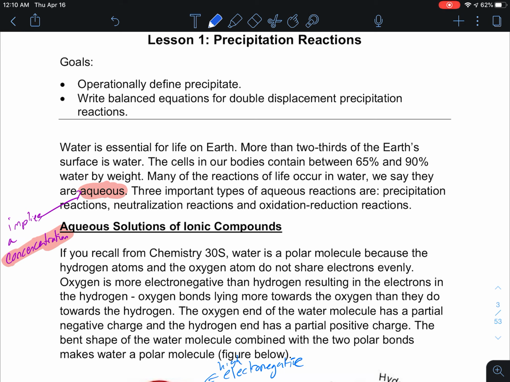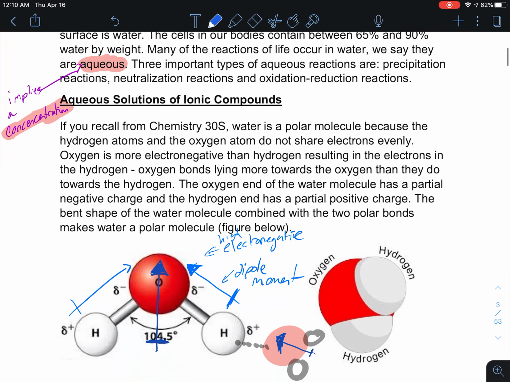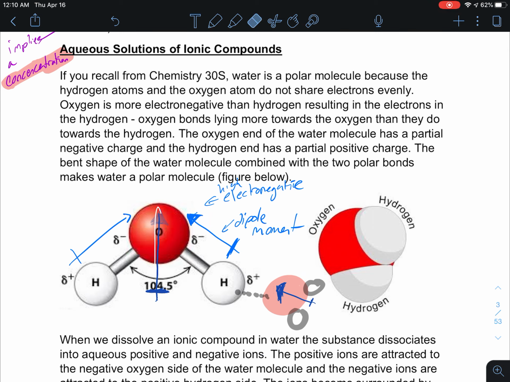So aqueous solutions of ionic compounds is a subject that we covered in grade 11 chemistry. In that chemistry, we would have talked about water, and water is a very unique molecule. It might be the most unique molecule, even compared to something like hydrogen sulfide, H2S, which is very similar in terms of atom structure, but has a much lower boiling point. It's not nearly as exciting as water, which is liquid at room temperature.